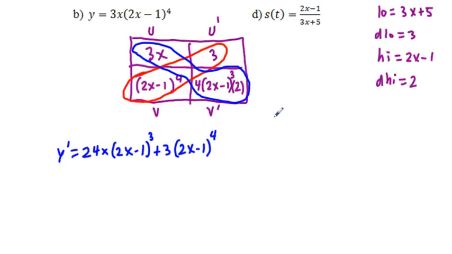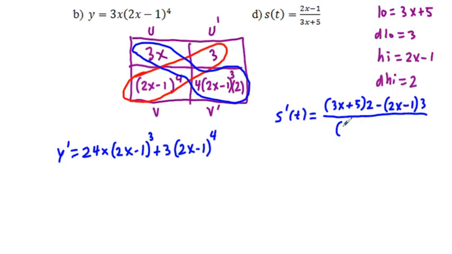And so now, writing below, we have S prime of t is equal to low, and low is 3x plus 5, times the derivative of the high, which is 2, minus high, which is 2x minus 1, times the derivative of the low, which is 3. And that's going to be all over low squared, which is quantity 3x plus 5 squared.